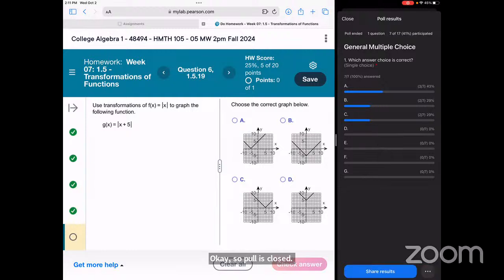X +5 inside manipulation should cause a horizontal change and is typically the reverse of our intuition. So that means it should move side to side. Intuitively, we might be tempted to go right 5 units, which is the positive X direction. But again, inside is the reverse of our intuition, so it should be A, move it left 5 units. Okay.